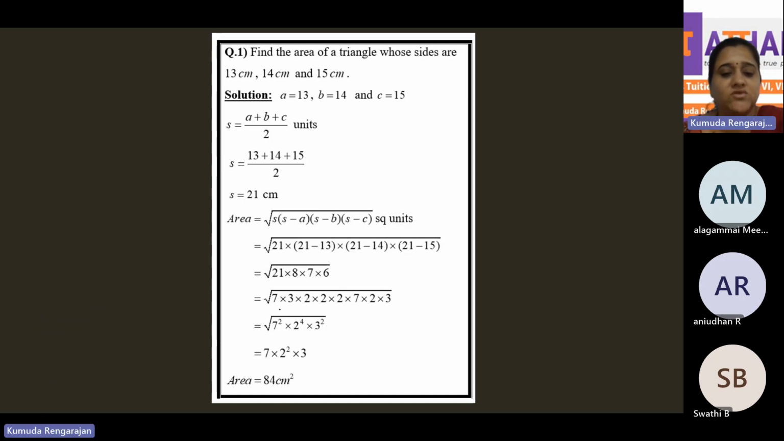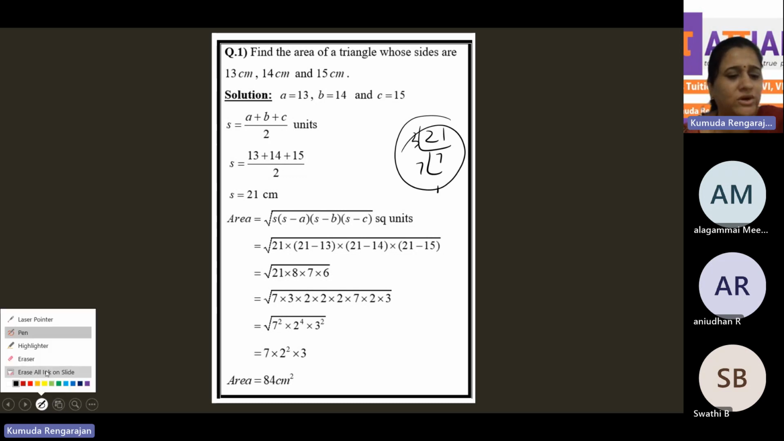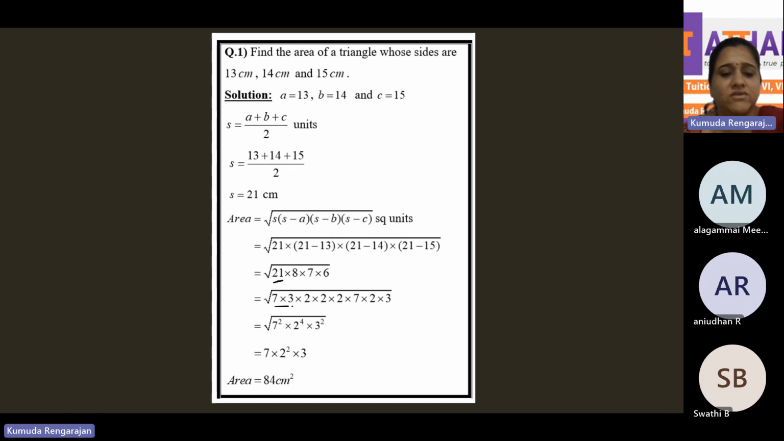So what is 21? See, it's like this. 3 7s are 21, 7 1s. But you don't have to show this. You can just do it in your mind and put it here. So what is 21? 7 3s.